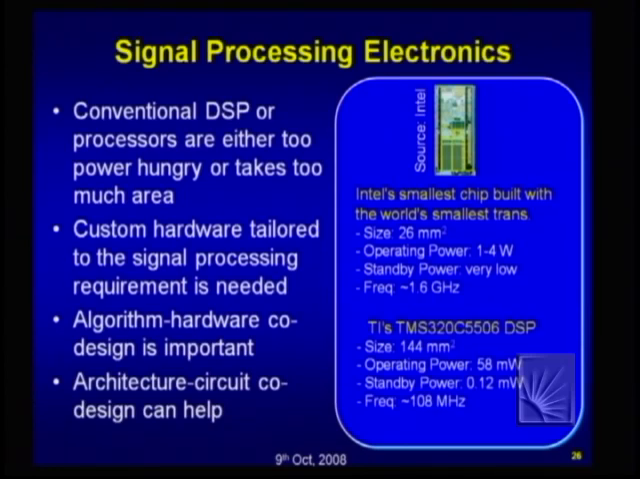So, it turns out that the typical DSP and processors which are designed for general purpose use are not good for implantable applications. So, what can you do? You need to develop custom hardware tailored to the signal processing application, and you need to do algorithm hardware co-design. For example, you need to develop algorithms which are amenable to hardware implementation. There are today many algorithms which are good for offline processing, where you have infinite computing power. You can have a server to process the neural data, but you cannot afford that inside the body, or you cannot afford that inside the implantable system. So, you need to develop algorithms which are suitable for hardware implementation. Also, we can develop architecture circuit co-design techniques. So, your circuit and architecture should not be decoupled, they should be developed together so that you can optimize the power and area.